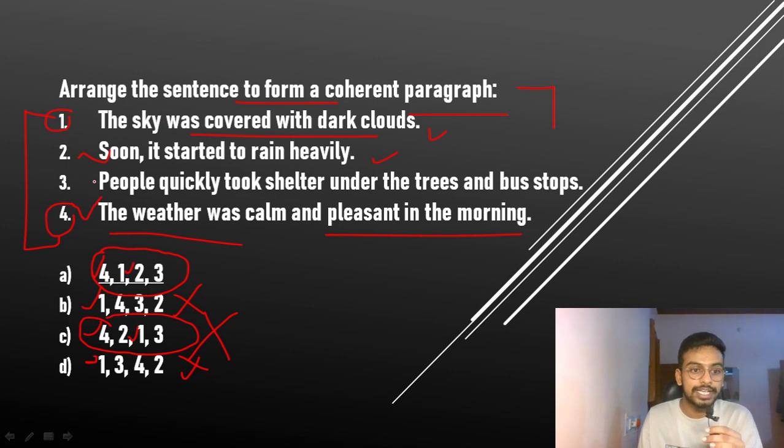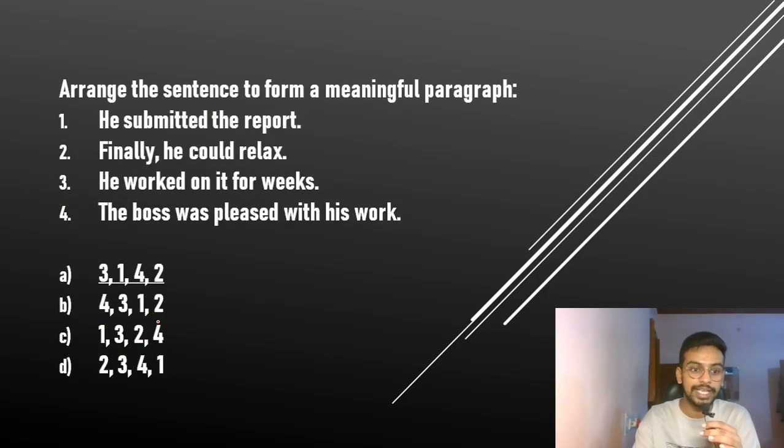The weather was calm and pleasant in the morning, the sky was covered with dark clouds. Then 2, soon it started to rain heavily, then people quickly took shelter under the trees and bus stop. So this is the correct answer. In this way we can find it by using the option elimination technique. This is the correct way to solve verbal ability questions. So the correct answer is 4 1 2 3, A is the correct answer.